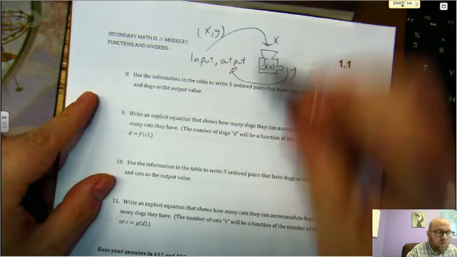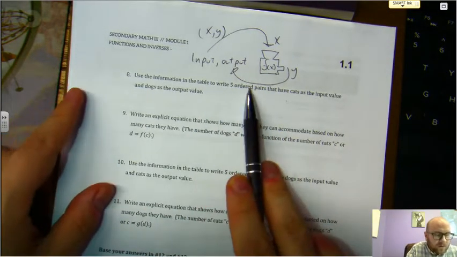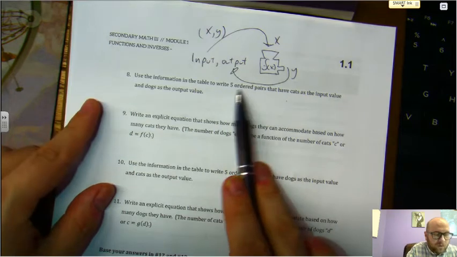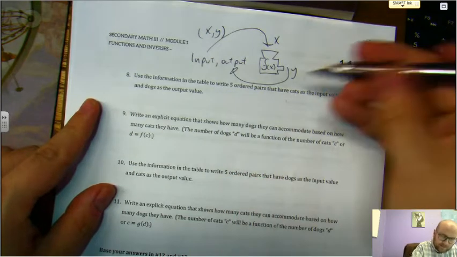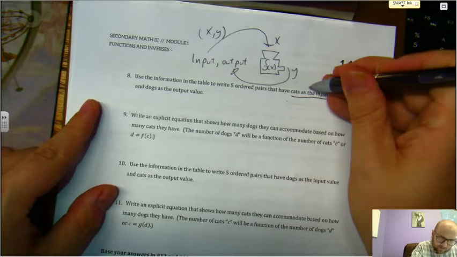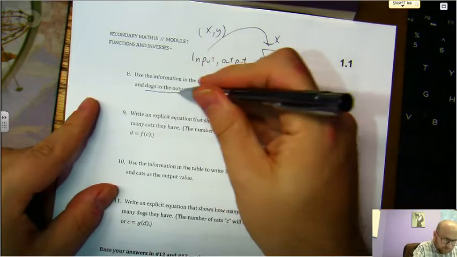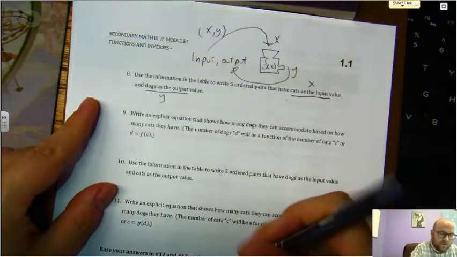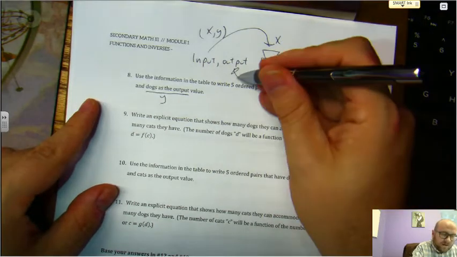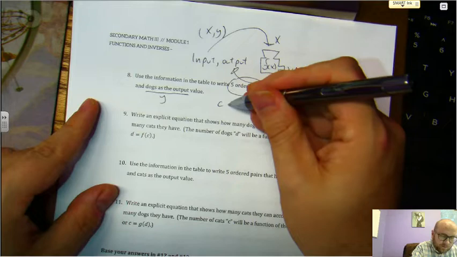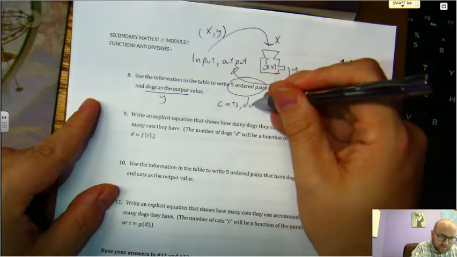So when it says use the information in the table to write 5 ordered pairs that have cats as the input, cats as the input means it needs to be your x value, and dogs as the output means it has to be your y value. So essentially you're looking for 5 places where you're going to put cats, comma, dogs.